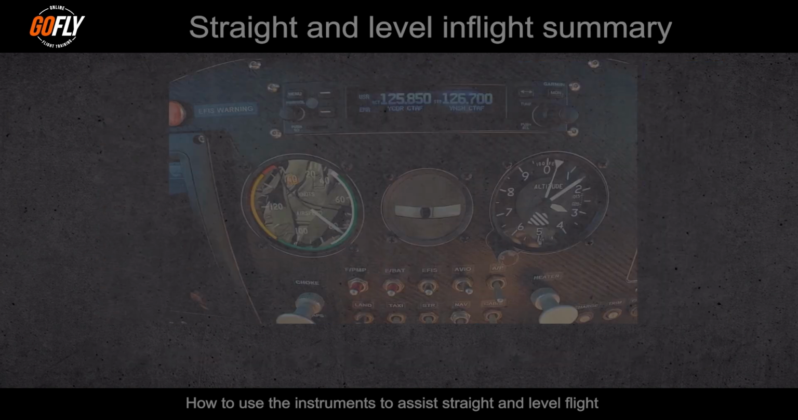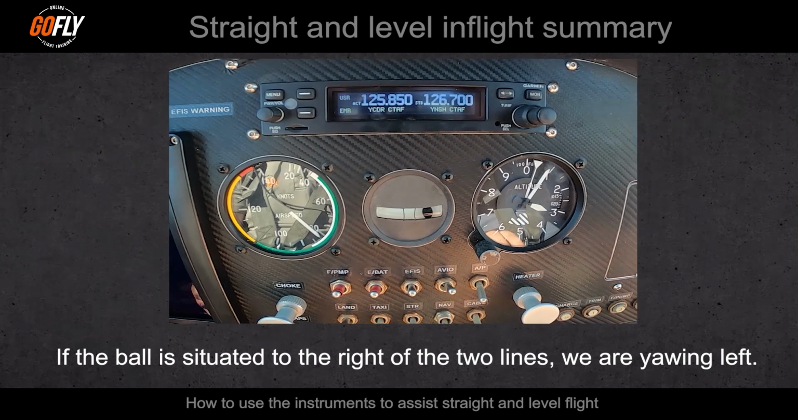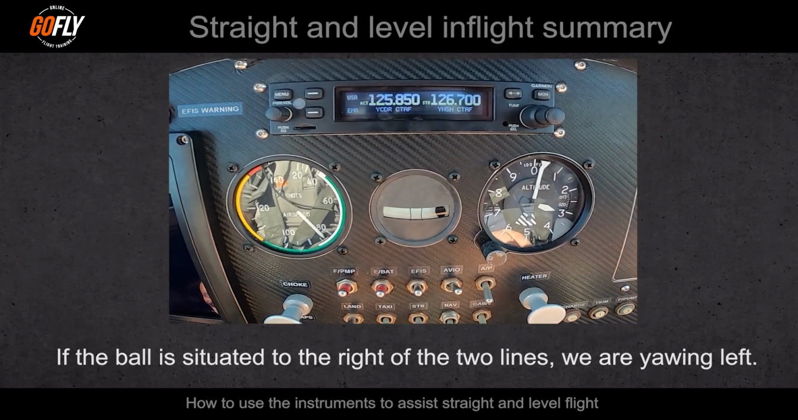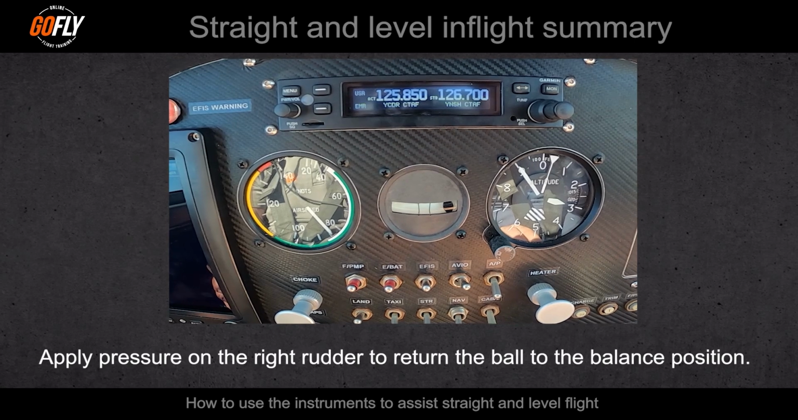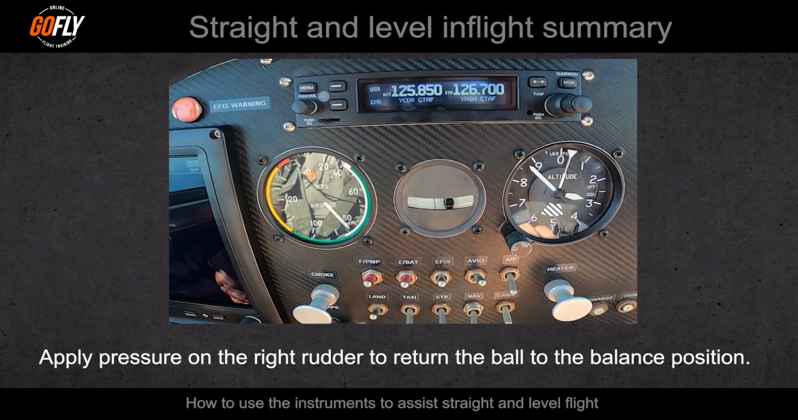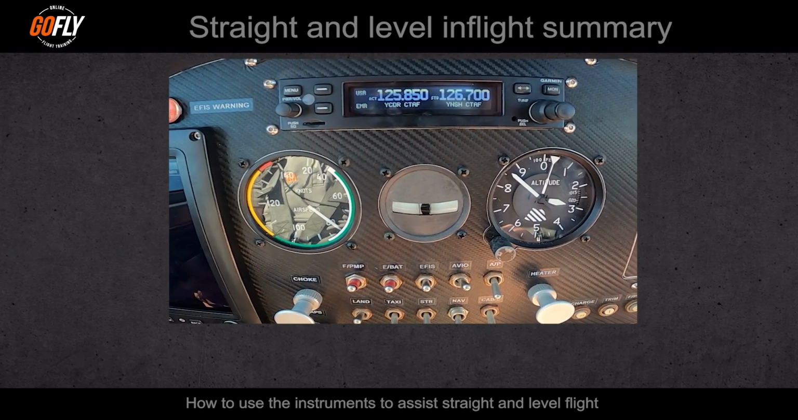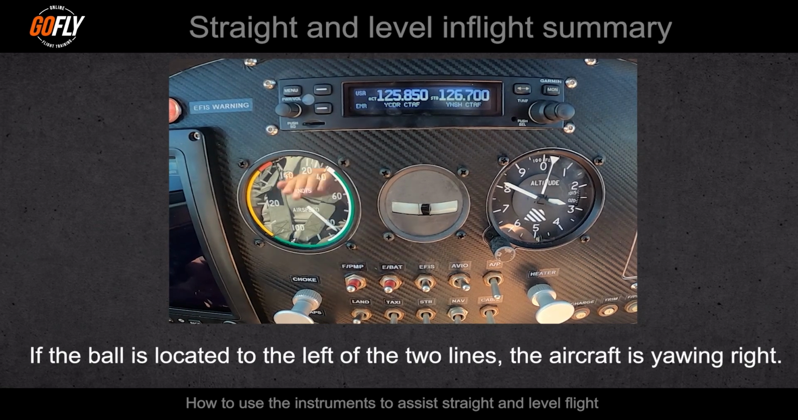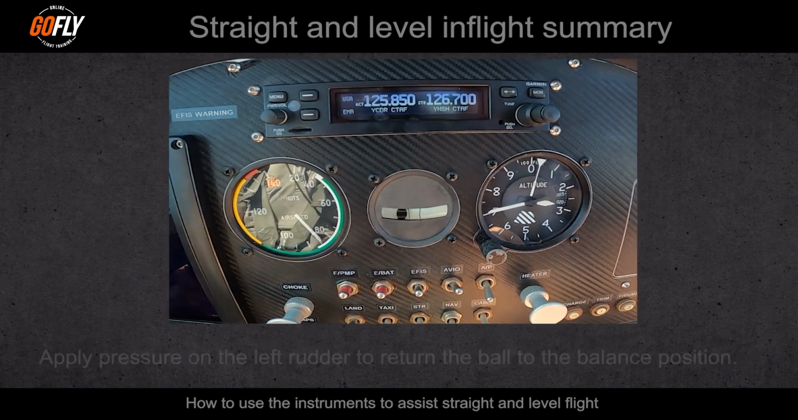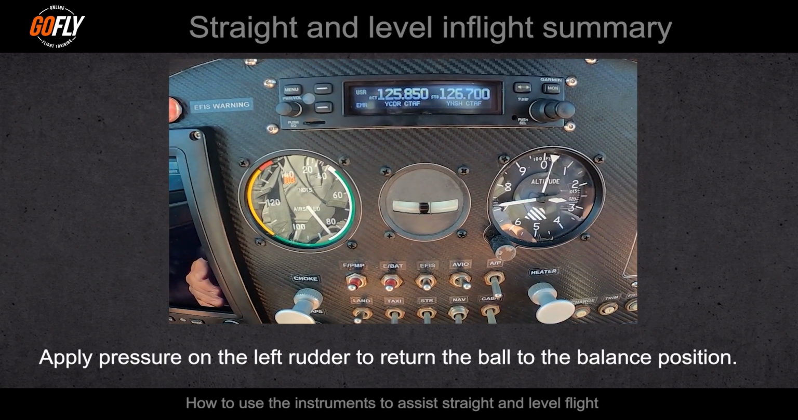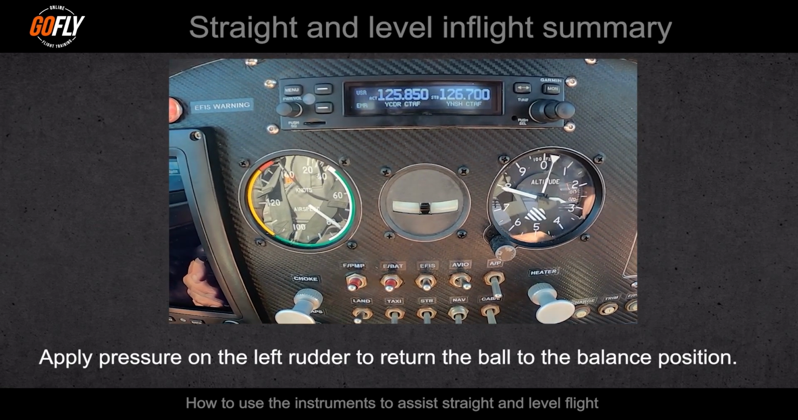In relation to the slip indicator, if the ball is situated to the right of the two lines, we are yawing left, and we need to apply the right rudder to return the ball between the two lines to return to balanced flight. If the ball is located to the left of the two lines, the aircraft is yawing right, and we need to apply the left rudder to return the ball between the two lines to return to balanced flight.